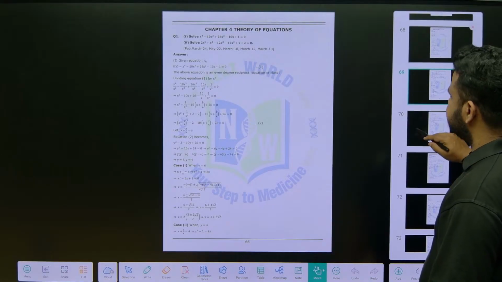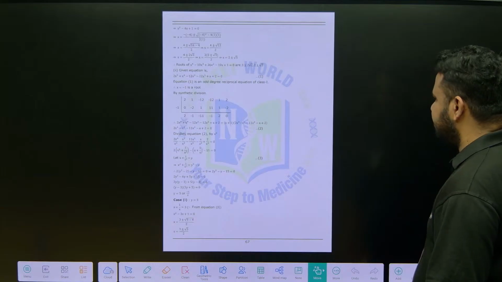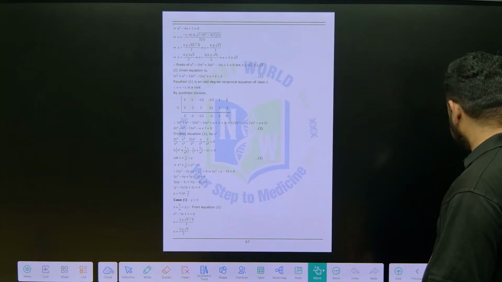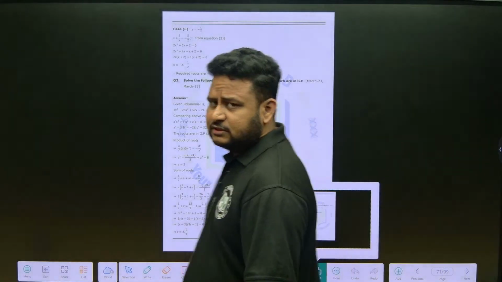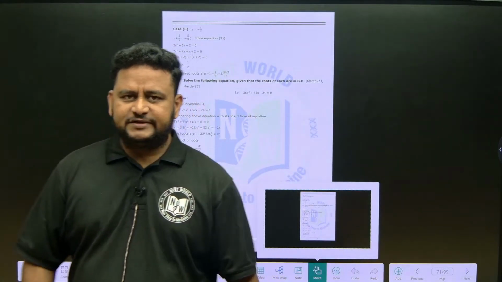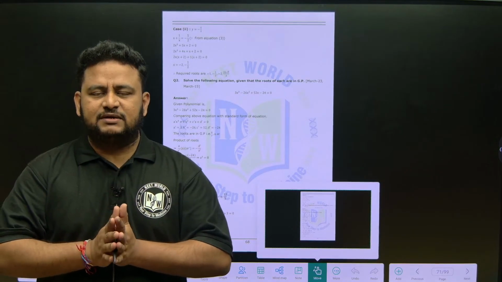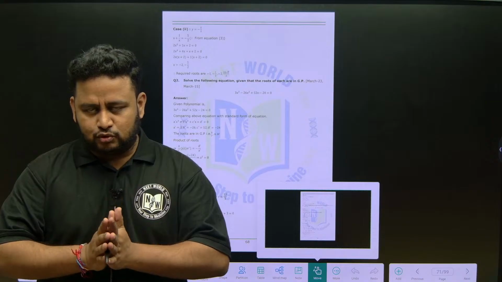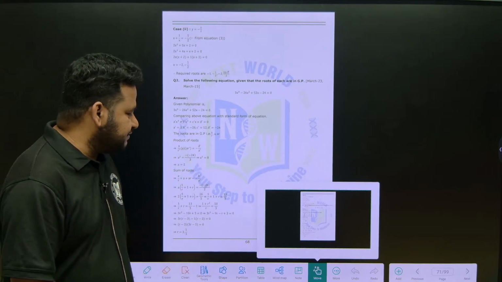De Moivre's theorem was already done in 2 parts. Theory of equations, these are the questions which we have already dealt. We already dealt with questions where we have to find the roots, questions where one root is half the sum of the other 2 roots, and questions where the roots are in AP. Now we will see the questions given in GP.